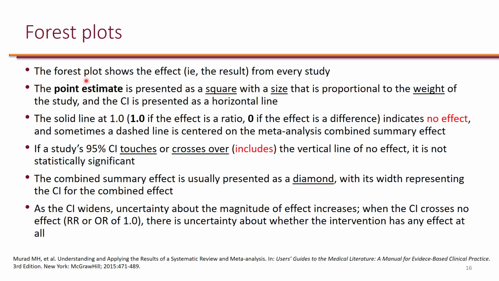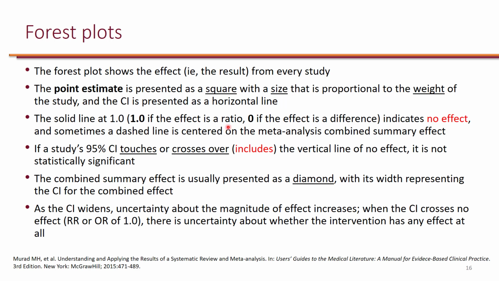In a forest plot, which I will show you in a minute, it shows the effect, which is basically the result from every study. The point estimate from each study is presented as a square, and the size of that square is proportional to the weight of each study. And then the confidence interval is presented as a horizontal line. It will also show you a solid line of no difference. So if the outcome is a ratio, the line of no difference would be 1. And if the outcome is a difference in effect, no difference would be 0.